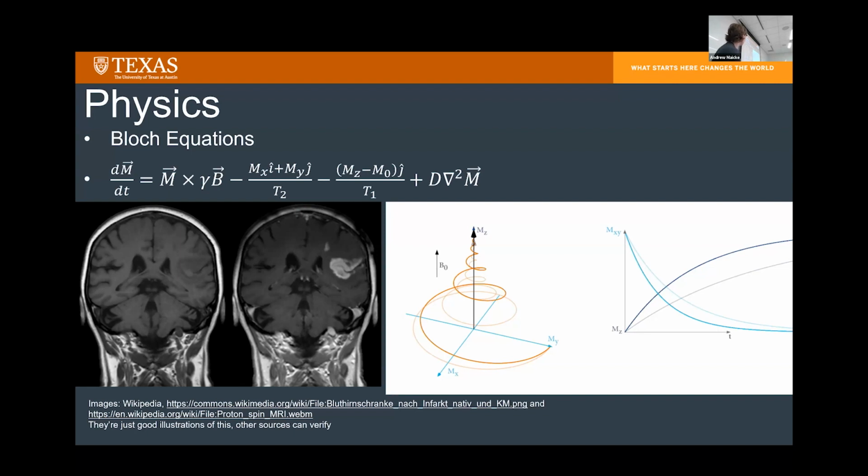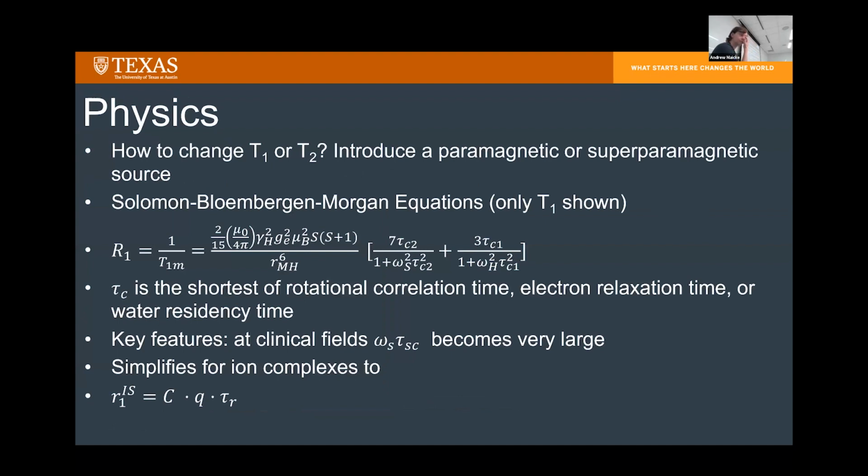T2 contrast agents are not preferred because they reduce your overall signal intensity, but T1 contrast agents are preferred. To change those, you introduce either a paramagnetic ion or some superparamagnetic source. That's described by this really long Solomon-Bloembergen-Morgan equation, or at least one of them.